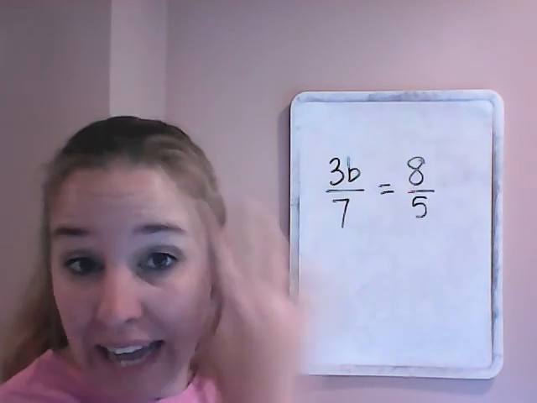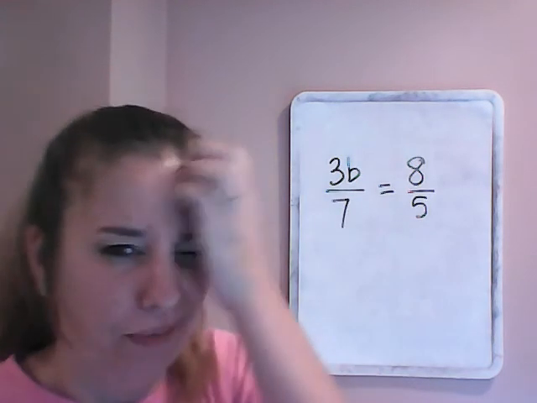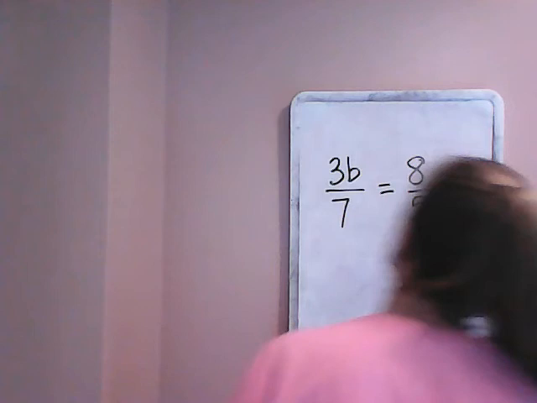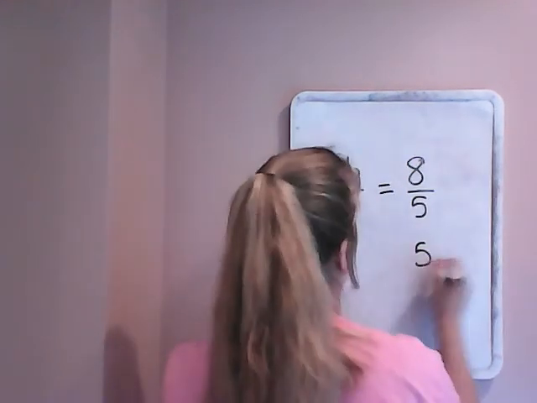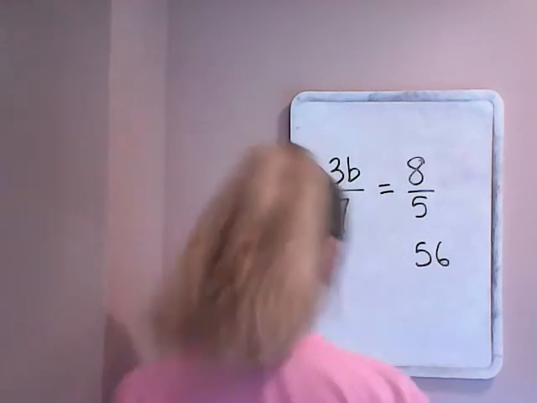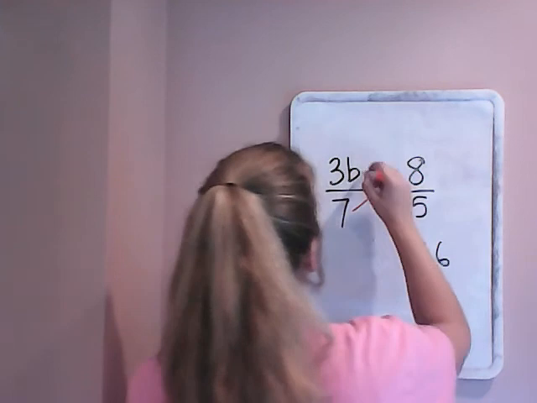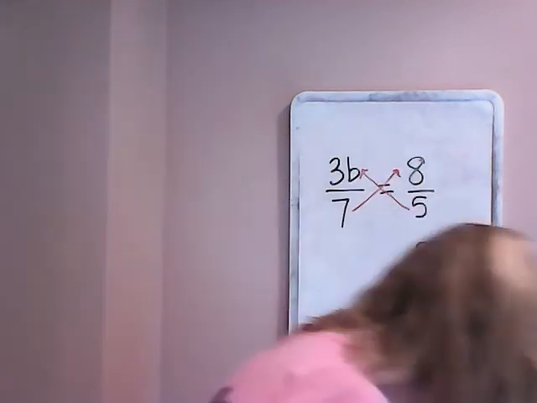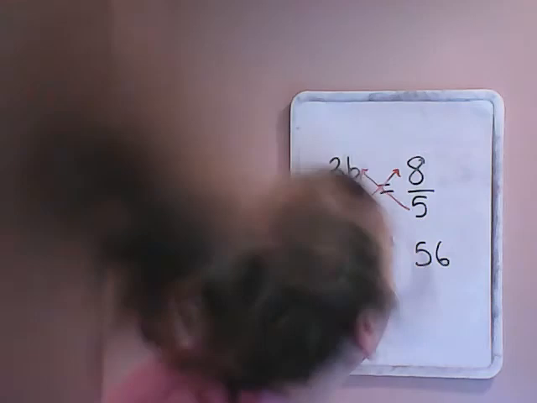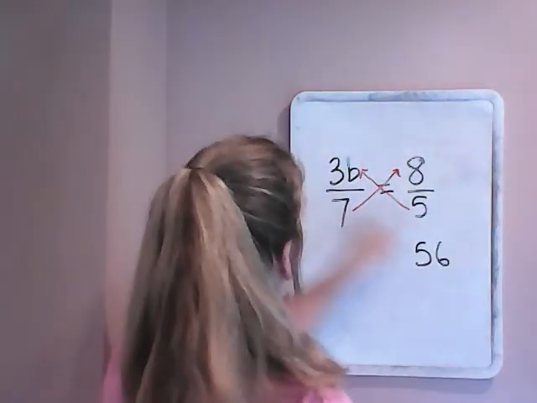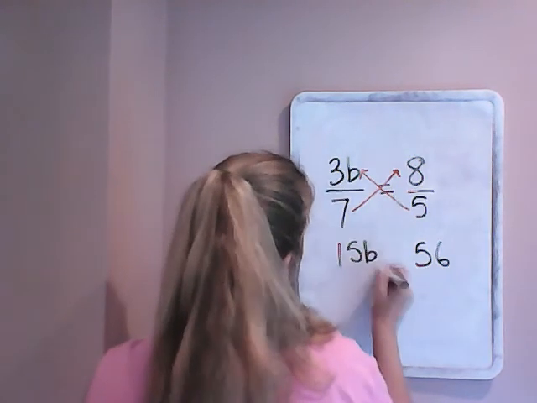Okay, so we now have like 3b. The variable's not really by itself, but that's okay. So what we're going to do this time, same, cross multiply. 7 times 8 is 56. Again, it doesn't matter what side I write it on. So 7 times 8 gives me that 56. Now 5 times 3b, you tell me what that is while I find my marker that I dropped. Right? 3b times 5, 3 times 5 is 15b, right?